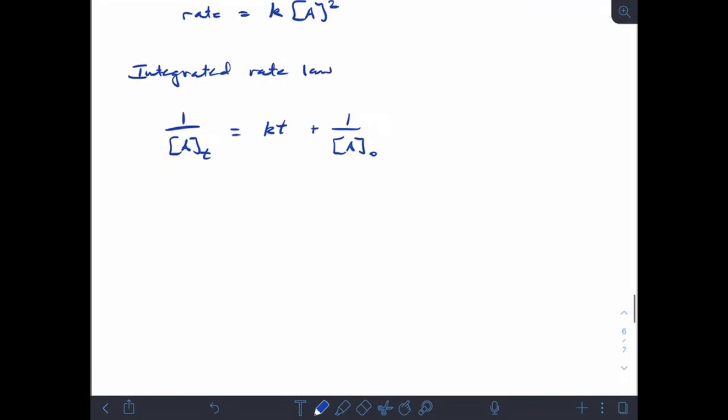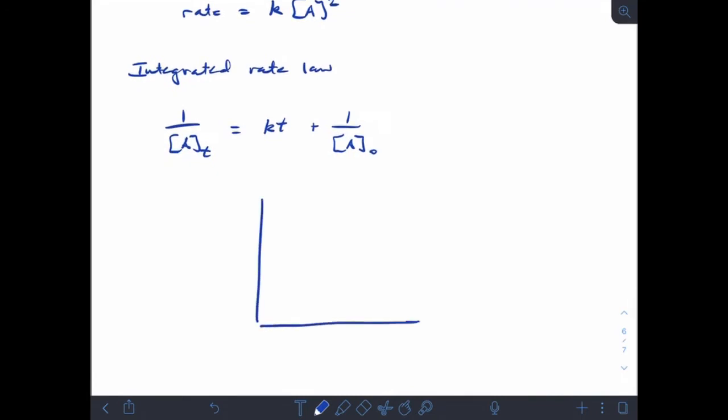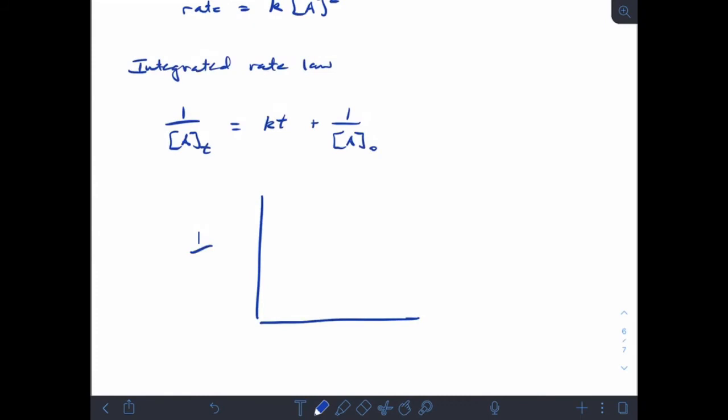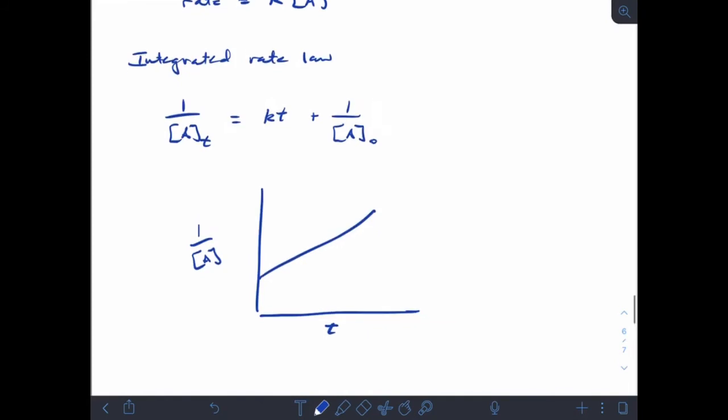So if I plot this wonderful business, on my y-axis I'll have 1 over the concentration of A versus time. Right? And in this situation, I will have a positive slope. My intercept is still related to the initial concentration. Okay? So 0th order and first order had negative slopes. Second order is the only one of the three that has a positive slope.